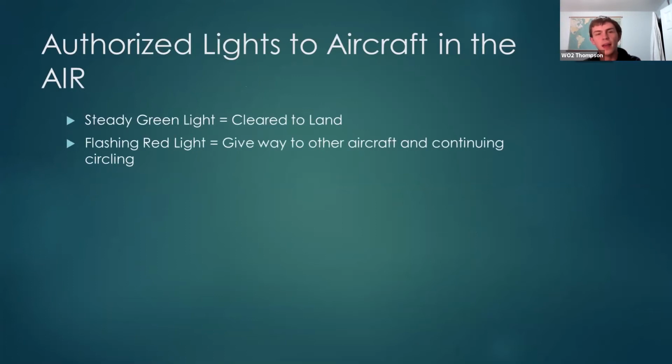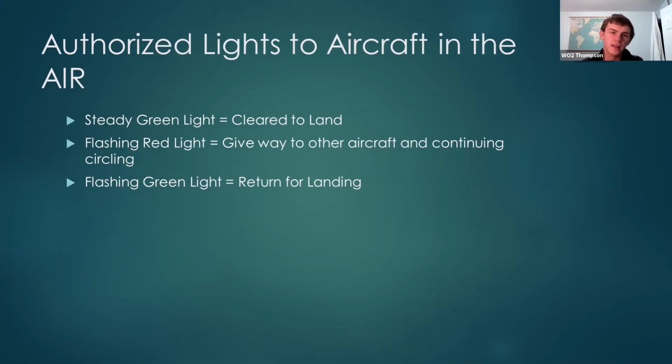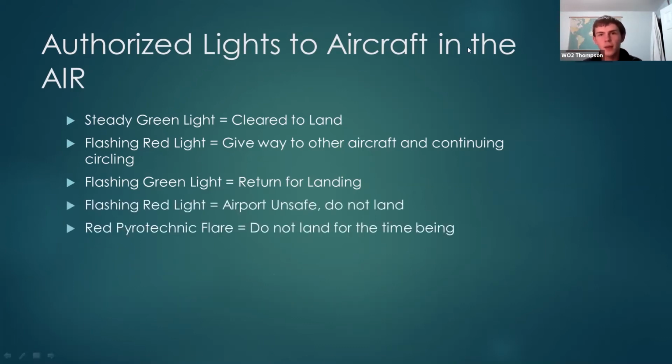Steady green in the air is cleared to land. Flashing green is return for landing. So say they tell you to just wait where you are before landing, then steady red. After you get the flashing red, eventually you'd probably get a flashing green. Flashing red is do not land here because it's unsafe. That could be some terrorist style incident, or it could just be there's too much snow and ice on the runways.